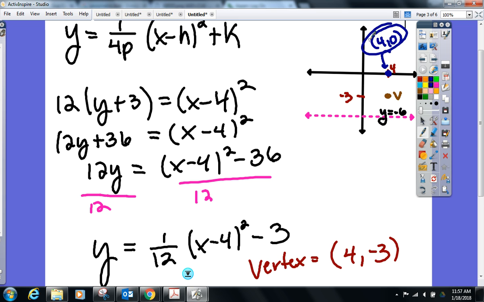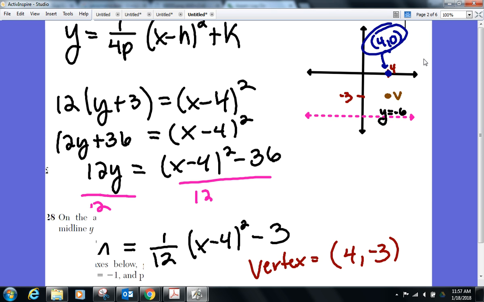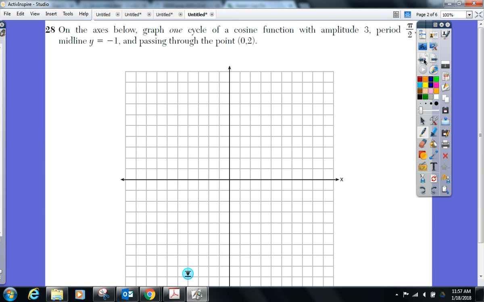Anything about this, or moving on to another one? Any of those other 3 we want to touch upon? Go ahead, Megan. 28. Thank you, because I wanted to do this one regardless if anybody asked, because it's been forever since we graphed a sine cosine function.